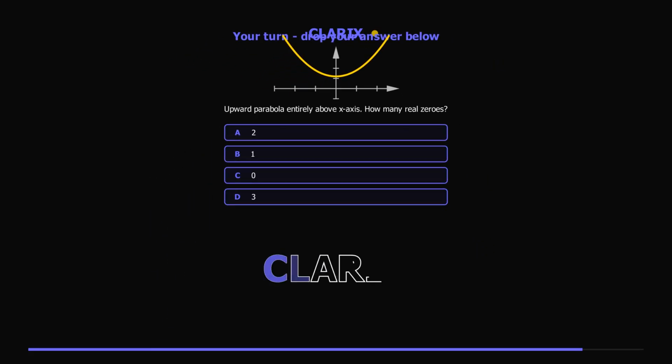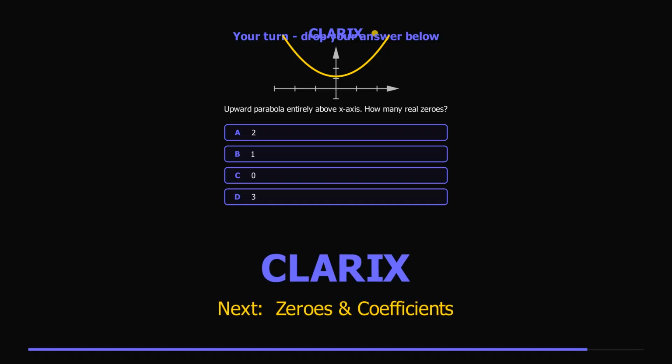So now, zeros aren't just numbers. They're the spots where the graph meets the x-axis, and the degree caps how many there can be.